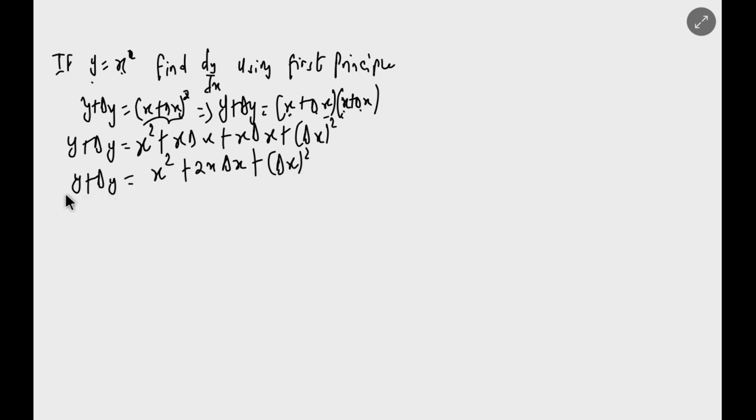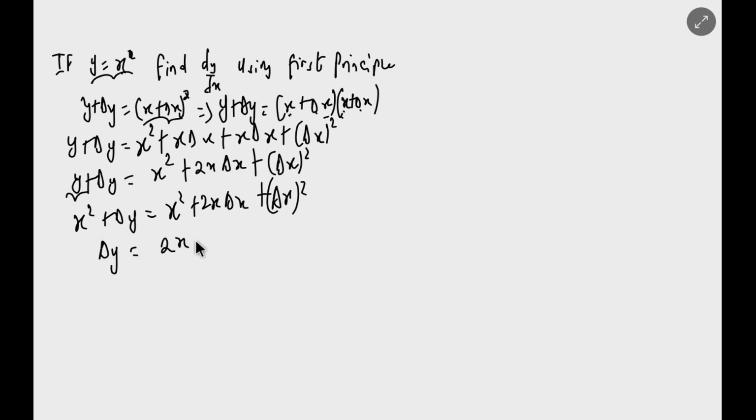Now don't forget that y is x squared from the question, so you are going to have x squared plus change in y is equal to x squared plus 2x change in x, plus change in x raised to the power of 2. Next thing you are going to do is subtract x squared from both sides, so you have change in y is equal to 2x change in x plus change in x raised to the power of 2. Now let's factor out change in x here, so you are going to have change in y is equal to change in x into 2x plus change in x.